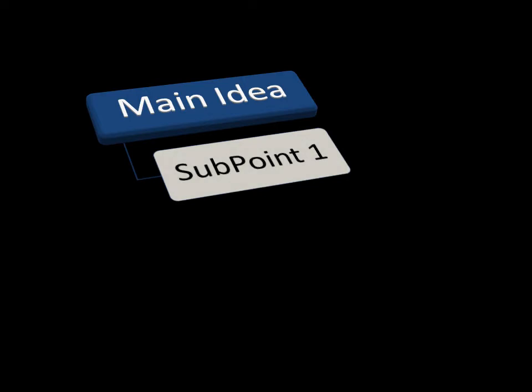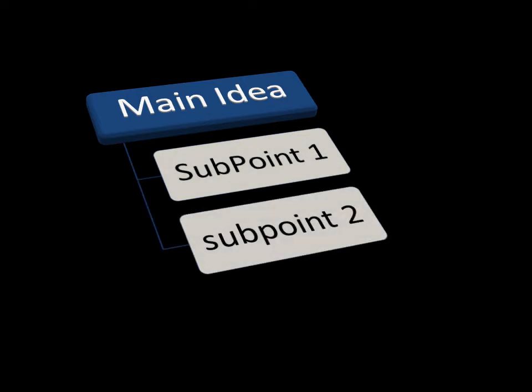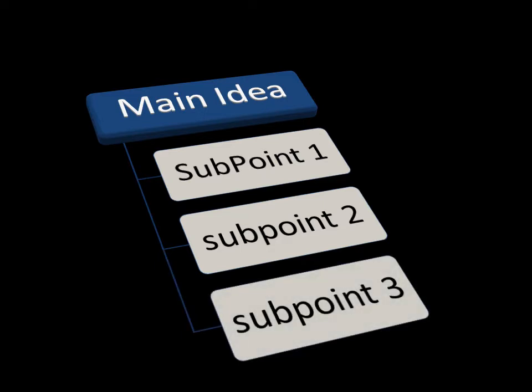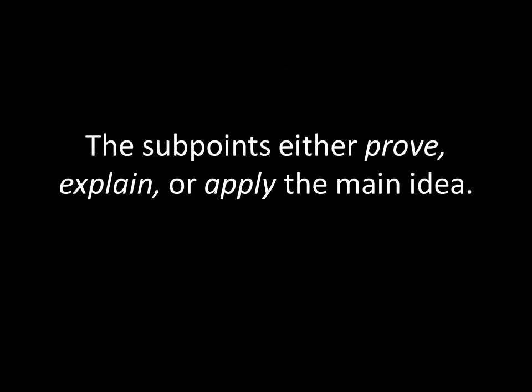In it, the main idea, that is, the homiletical main idea, is introduced first. Then the subpoints, subpoint 1, subpoint 2, and subpoint 3, or however many you have, are introduced later. It begins with the main idea. The subpoints either prove, explain, or apply the main idea.